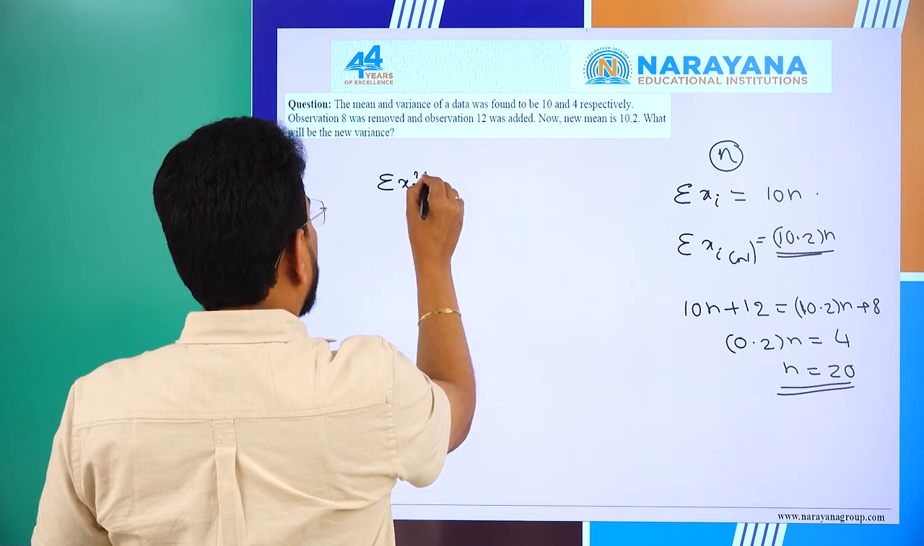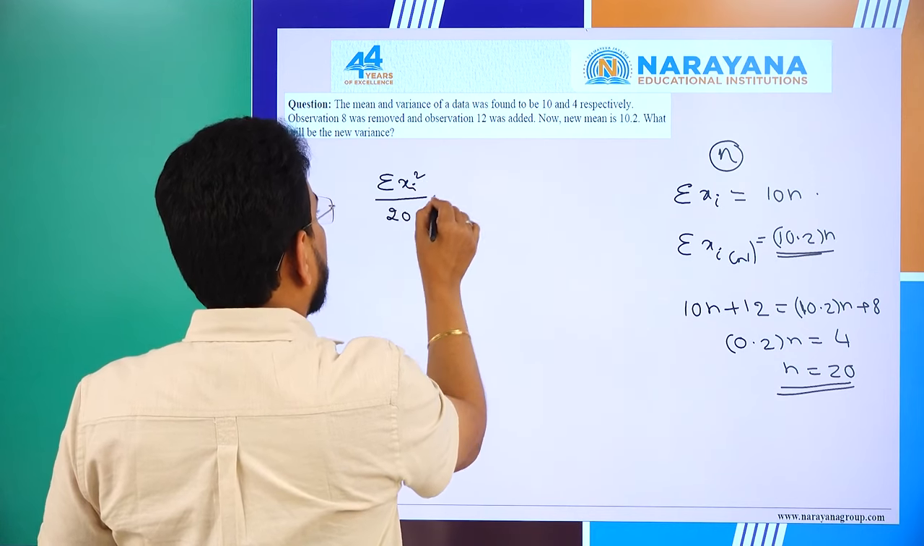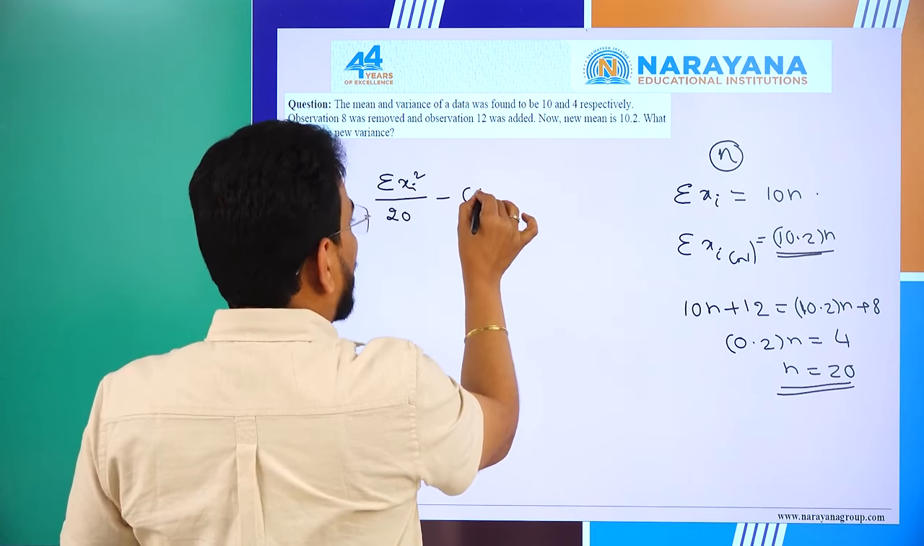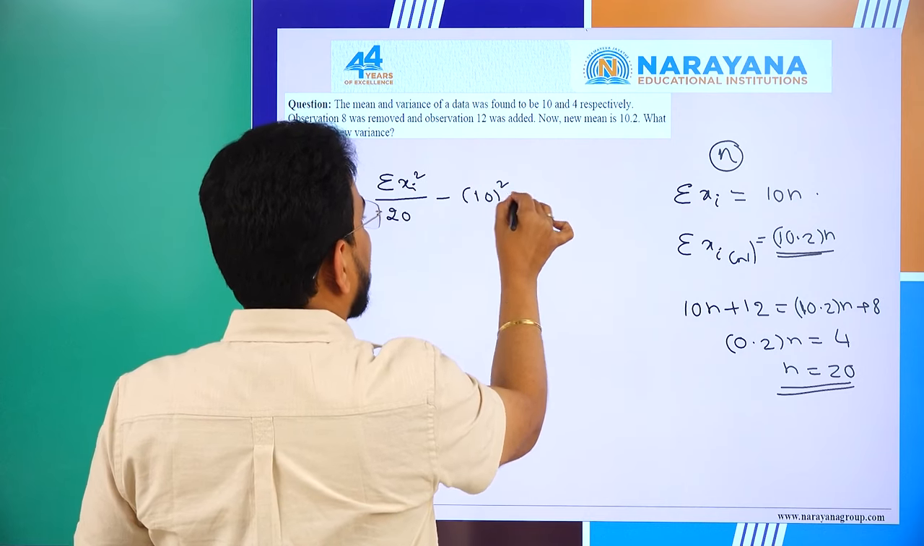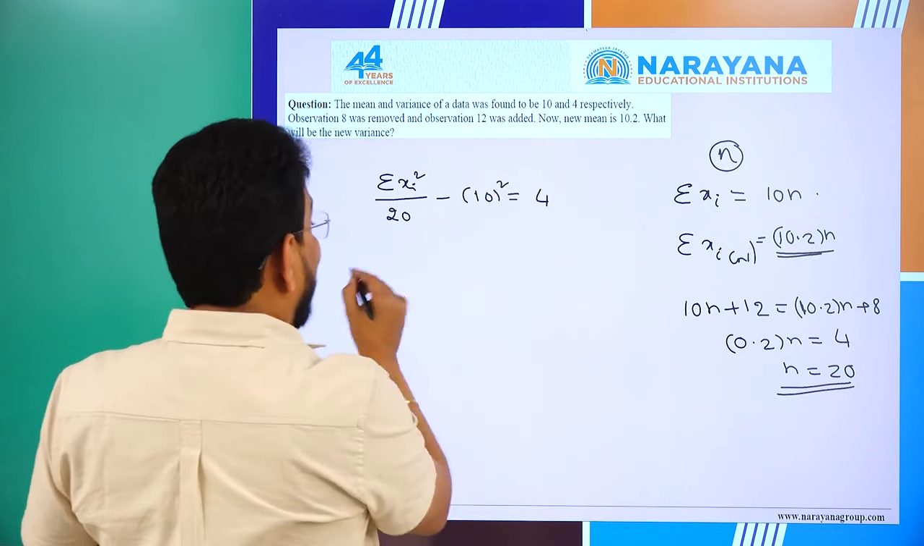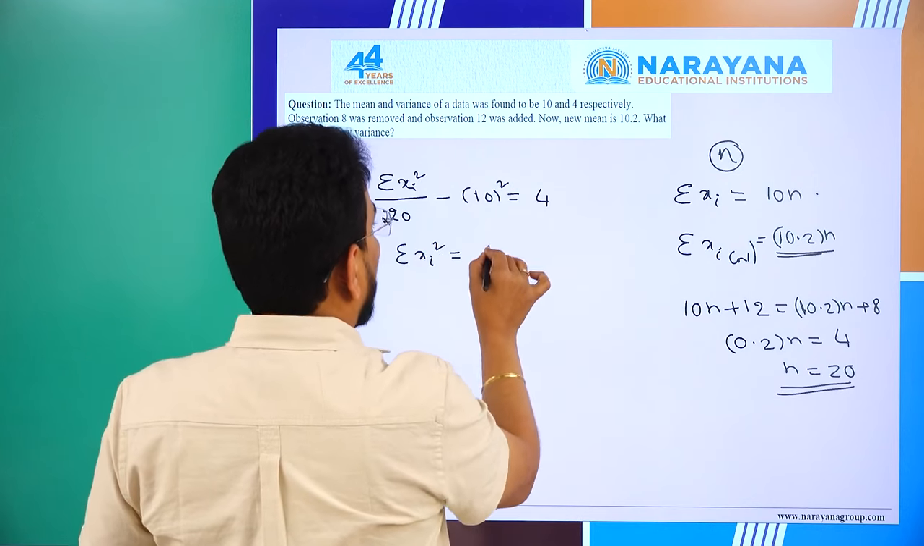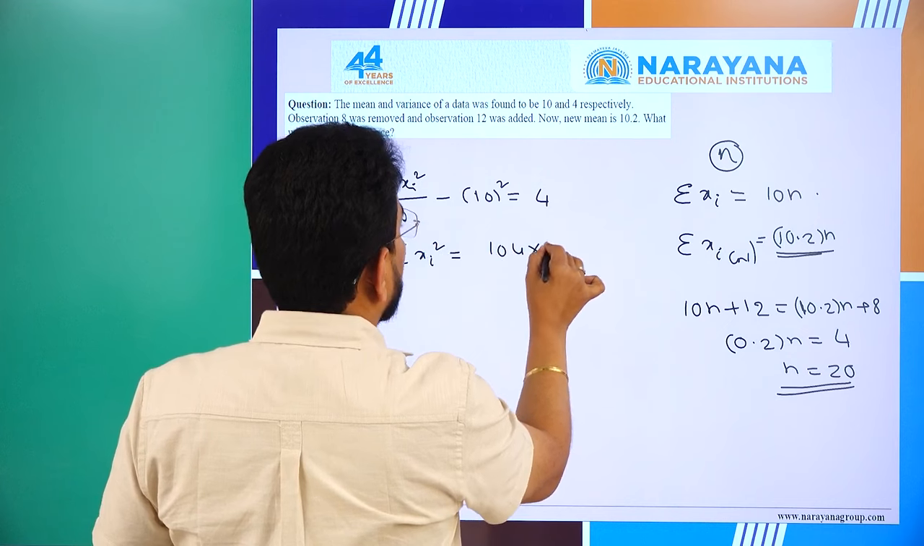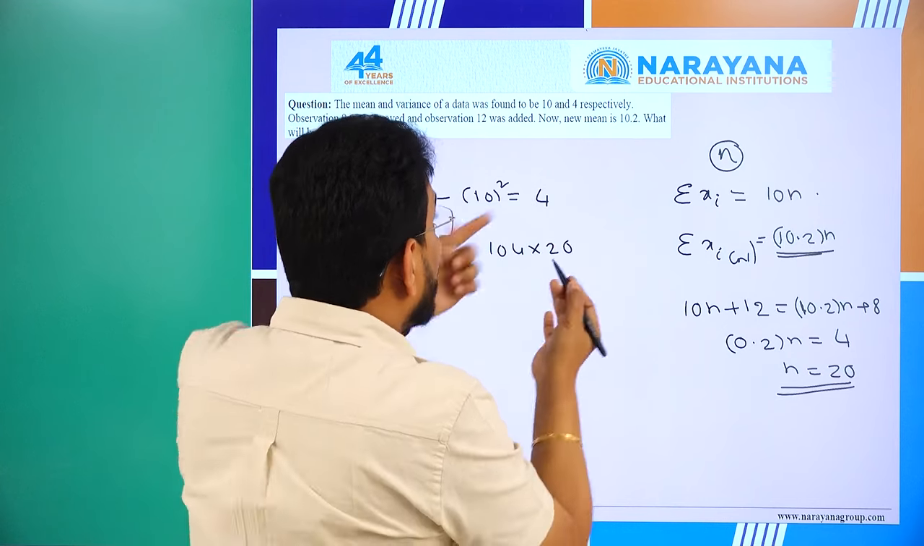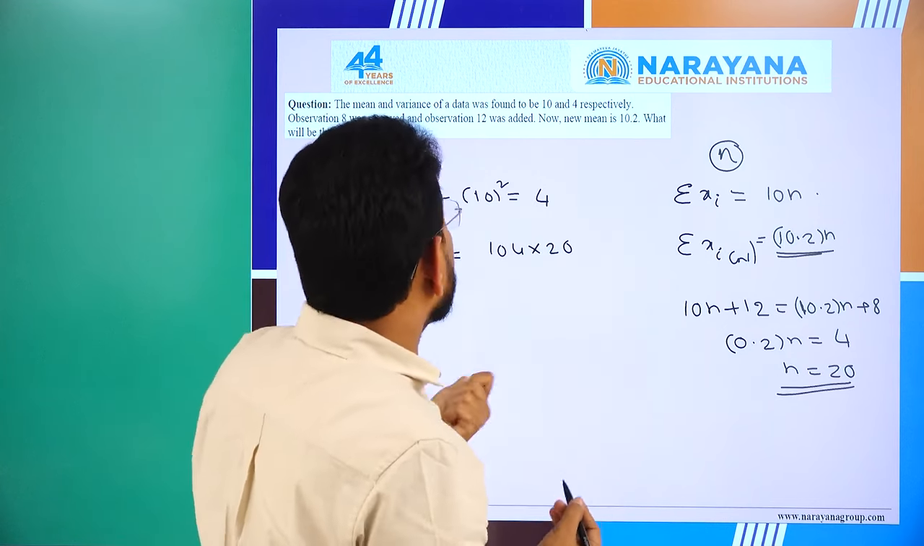Sigma xi square by 20 minus sigma, what is the mean? 10 square is equal to 4. Now sigma xi square is equal to 104 into 20. Now I want the new variance. What is the new variance?